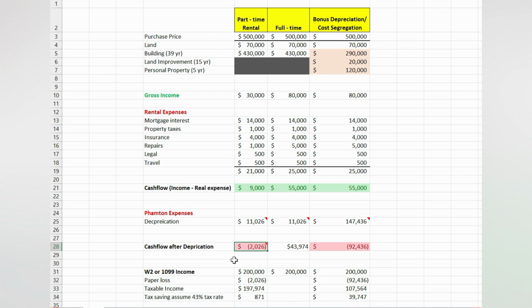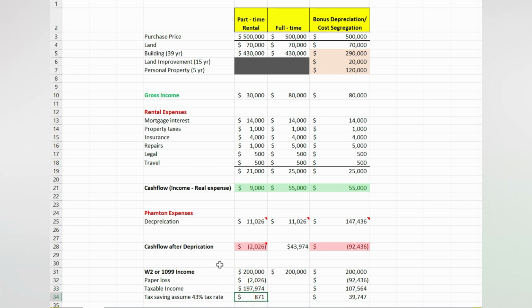Okay. So let's say, for example, this short-term rental investor is a material participant. He or she can use this paper loss to report against their taxable work income. So for example, this investor makes $200,000 and they're able to report the paper loss of $2,000. So now their taxable work income is $198,000. So assuming that they have a tax rate of 43%, they're able to save a little bit over $800 that year for their taxes.